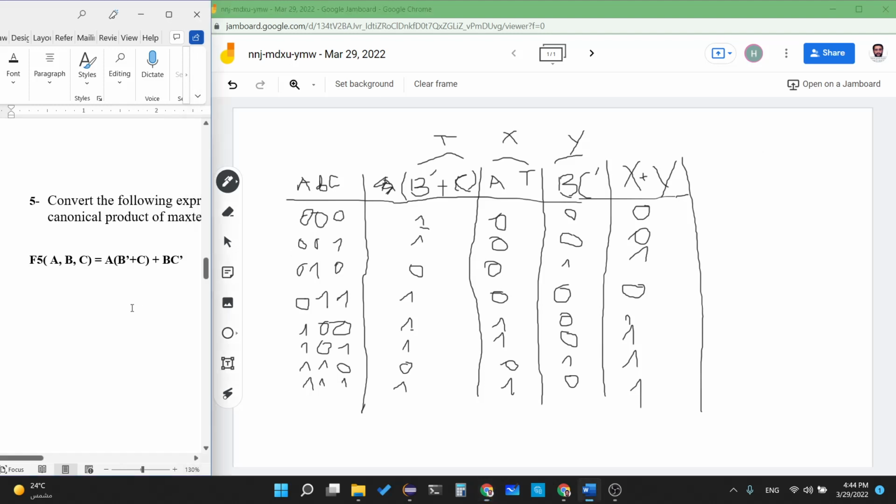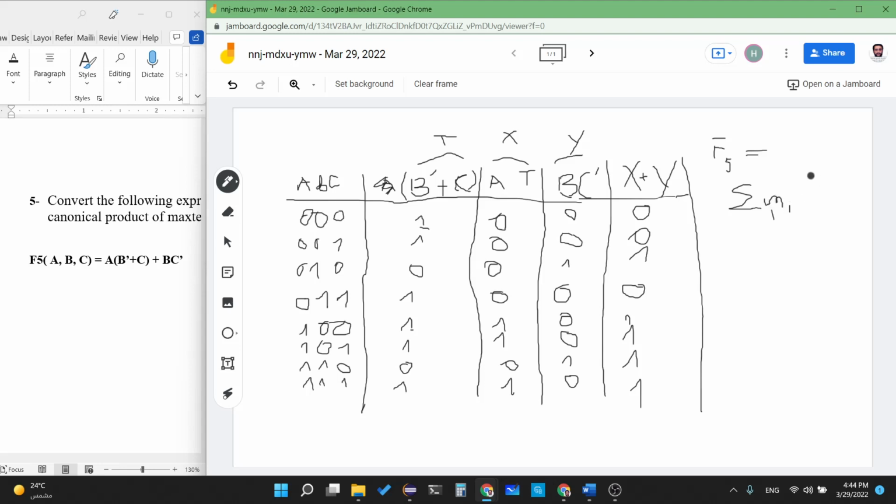So that's okay. So for the canonical sum of min terms, you can write that F5 is equal to the sum of the min terms Mi. Okay, I will write it here. That's much easier. F5 is equal to sigma. Okay, sigma is a little bit difficult.